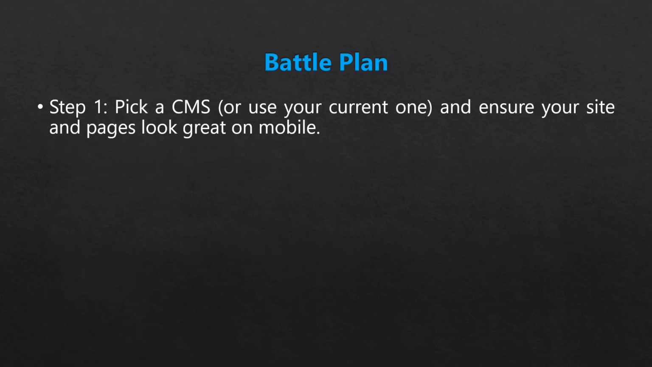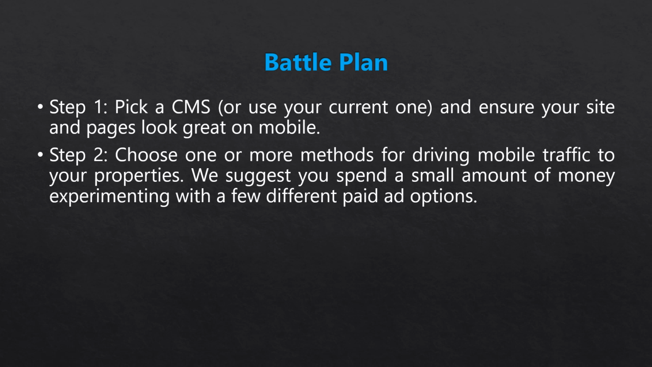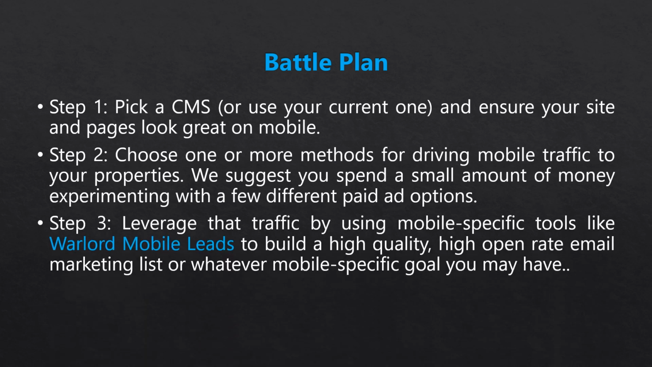Step 1, pick a content management system or use your current one and ensure your site and pages look great on mobile. Step 2, choose one or more methods for driving mobile traffic to your properties. We suggest you spend a small amount of money experimenting with a few different paid ad options. Step 3, leverage that traffic by using mobile-specific tools like Warlord Mobile Leads to build a high-quality, high-open-rate email marketing list. Don't put off implementing these steps. Take action and start executing this plan today.